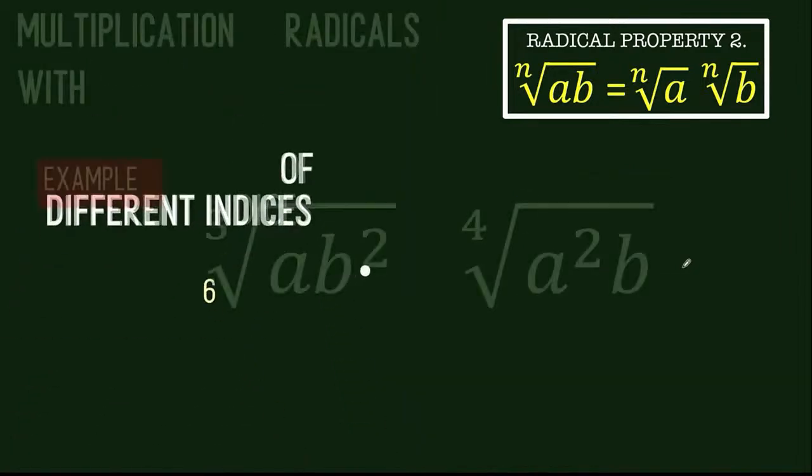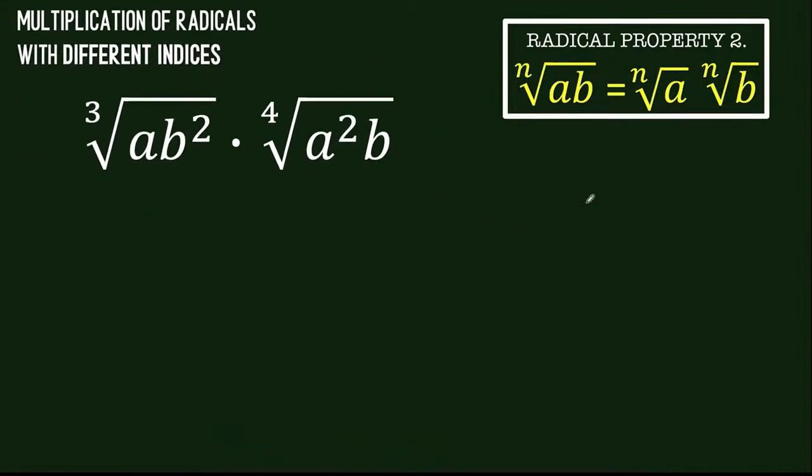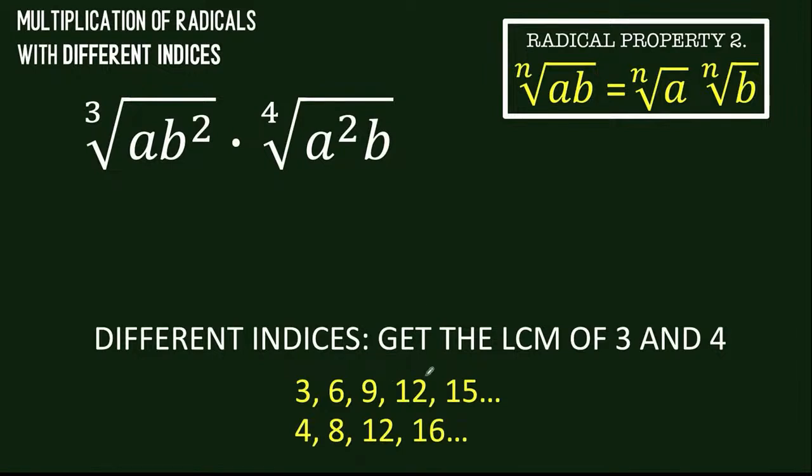Let's have another example. Let's say we have the cube root of ab squared times the fourth root of a squared b. Here, the indices are 3 and 4, and they are obviously different. So we need to convert these radicals into radicals with the same indices by getting the LCM of 3 and 4. The multiples of 3 are 3, 6, 9, 12, 15, and so on. The multiples of 4 are 4, 8, 12, 16, and so on. We are after the lowest common multiple, and that is 12.